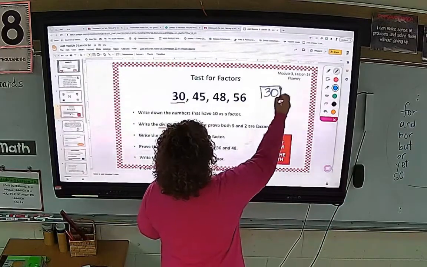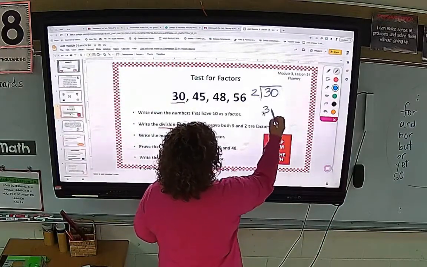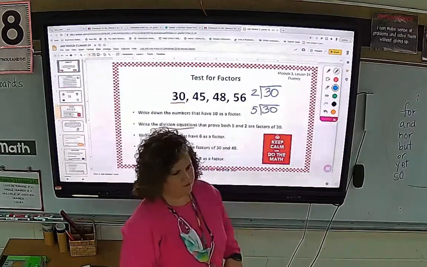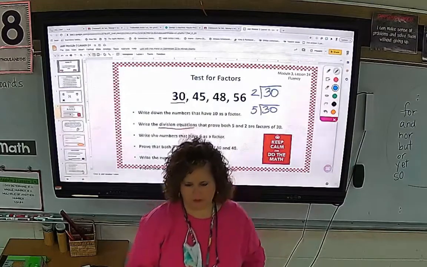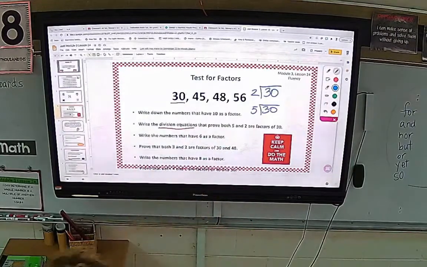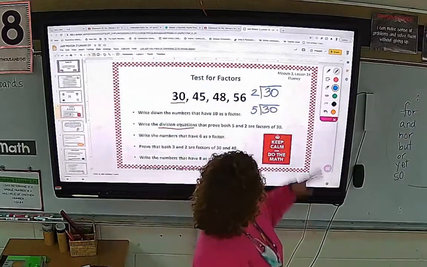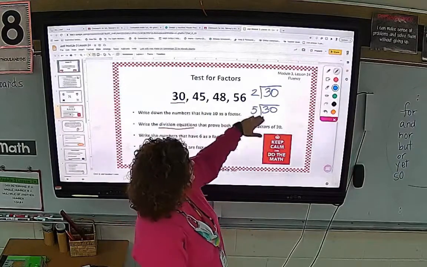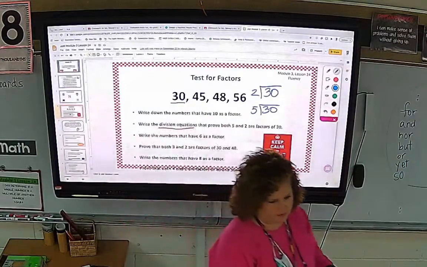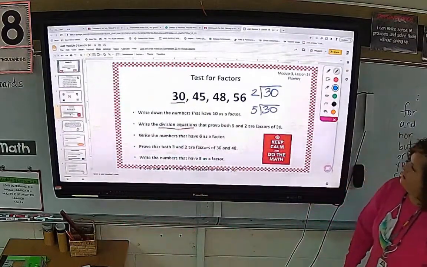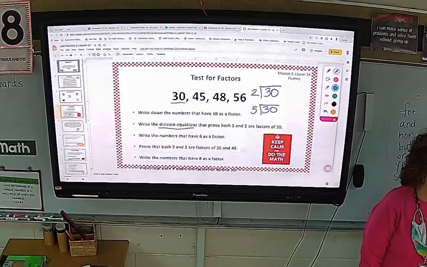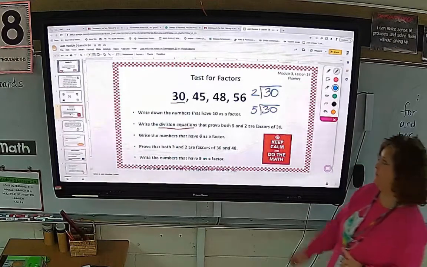30 divided by 2, 30 divided by 5. You could have written it with the other symbol. A lot of you did that too. Both of those would show you if they came out evenly, if these two numbers were factors of 30. Okay? Is 2 a factor of 30? Yes. You can do the division to figure it out.